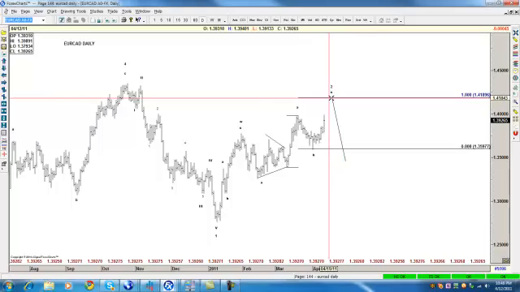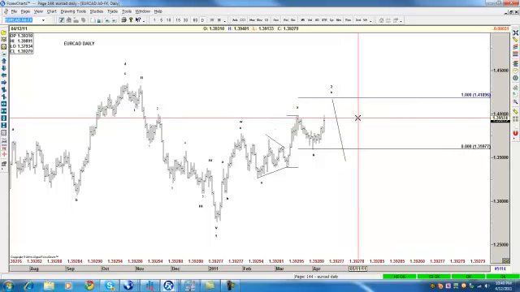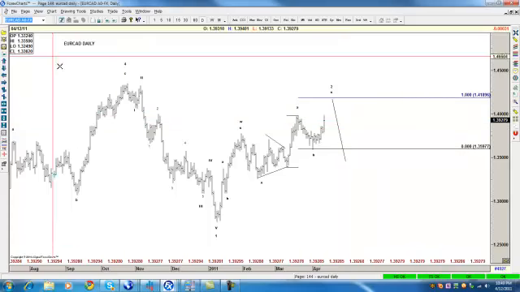But we aren't going to fade the move. We ain't going to wait right here. We're going to wait right here and see for 5 waves down. So that's going to be the plan, guys. All right, now let's move on to another pair.